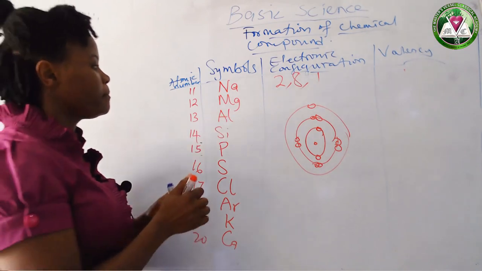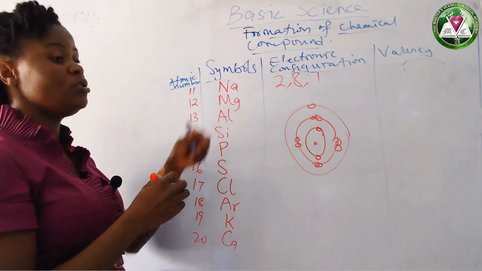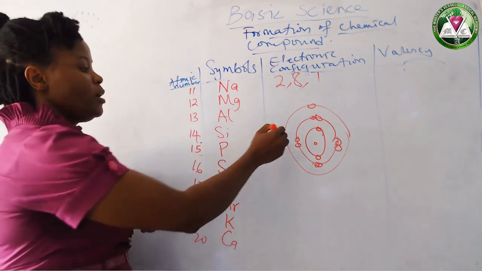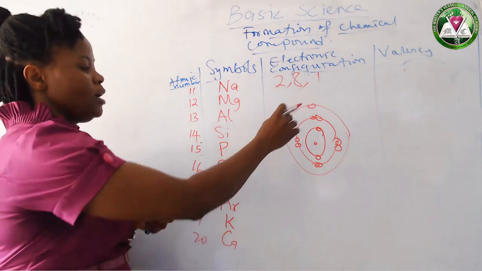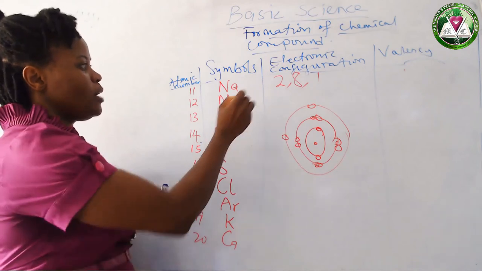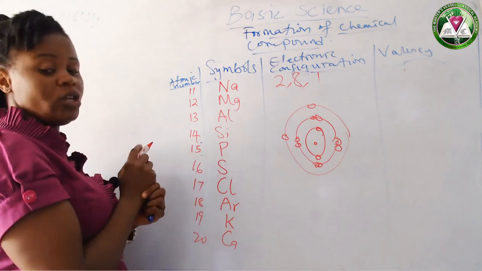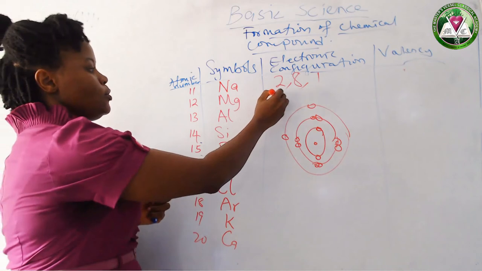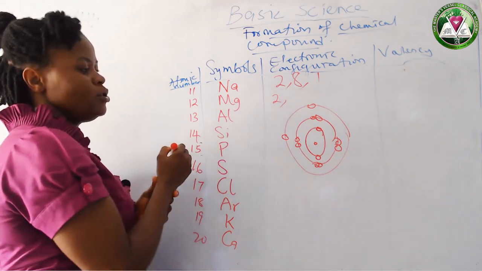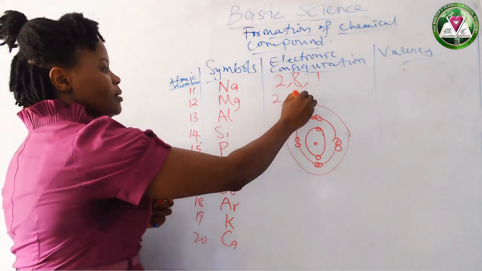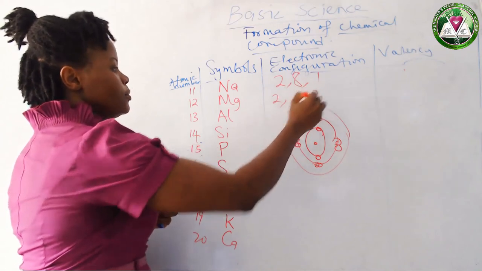Okay. The next one is magnesium. The structure of magnesium has 2 electrons in its outer shell. So let's write the electronic configuration. The outer shell has how many? 2. Alright. The second shell, 8. The next shell, 2.